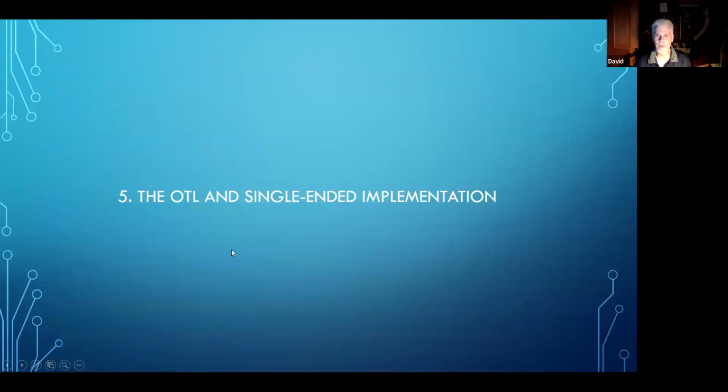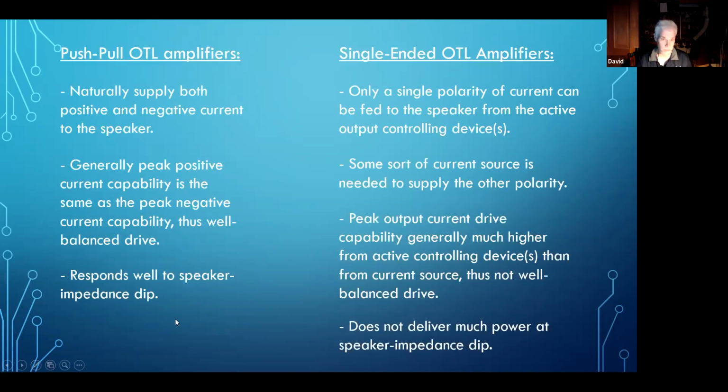So I'm just going to do a little quick section on the OTL and single-ended implementation. This is kind of rare, but most OTLs are push-pull, but let's just look at it. Push-pull OTL amplifiers naturally supply both positive and negative current to the speaker. Generally, the peak positive current capability is the same as the peak negative current capability. Thus, it's a well-balanced drive to the speaker. And it responds well to speaker impedance dips and other goofy things that happen with a lot of speakers.